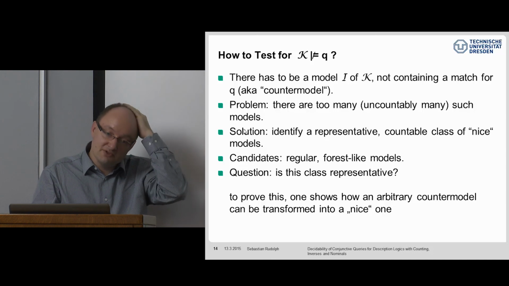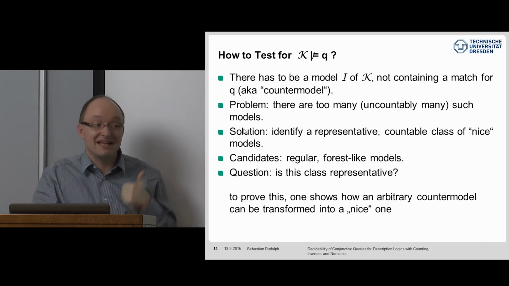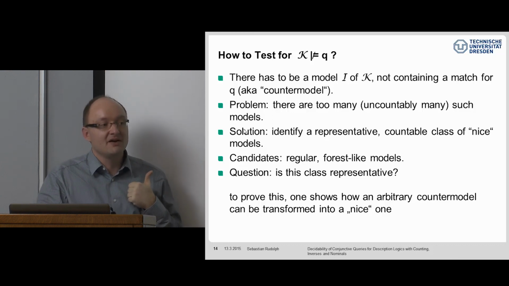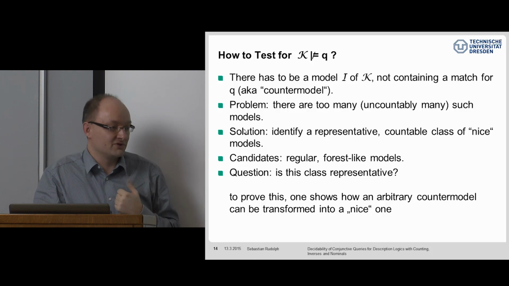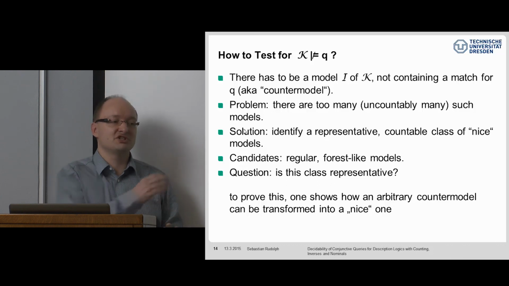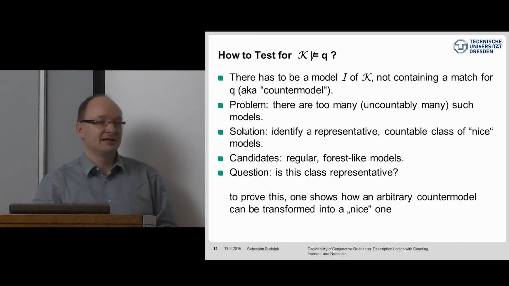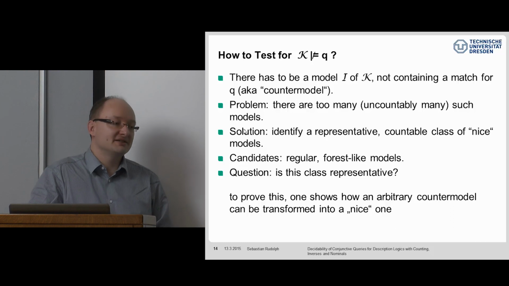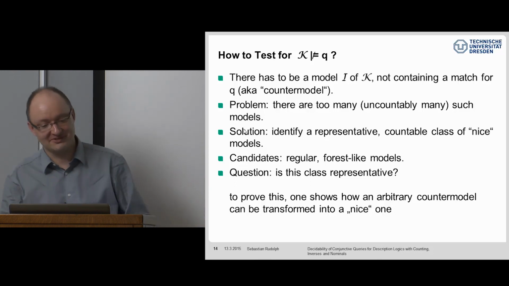Now, what does it mean that Q is not a consequence of the knowledge base? Well, it just means there is at least one model of the knowledge base where the query does not match. And we would call such a model a counter model for Q. Now you could say, we just check all the possible models, right? We just enumerate all the models and then we look into each of them to see if it's a counter model. That's a nice idea. The problem is that there are too many. There are uncountably many models that we would have to check, so we cannot enumerate them, because we cannot give them numbers.